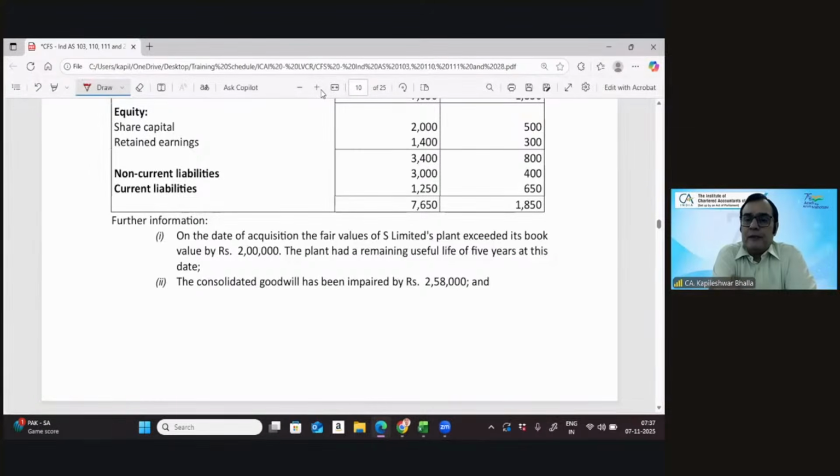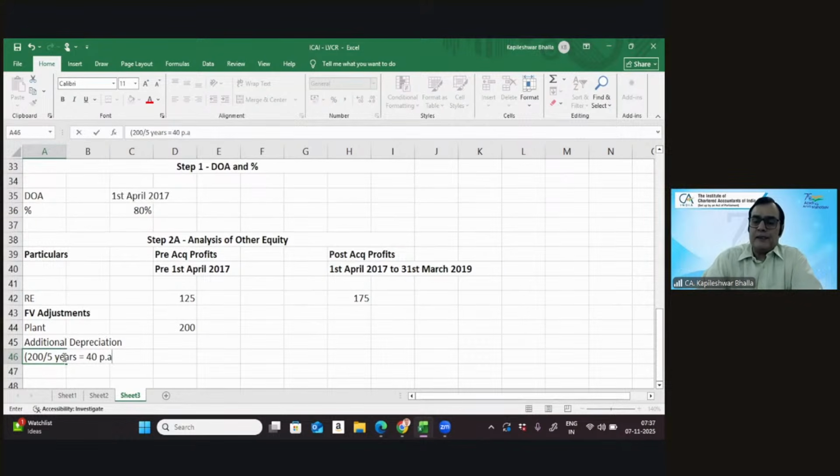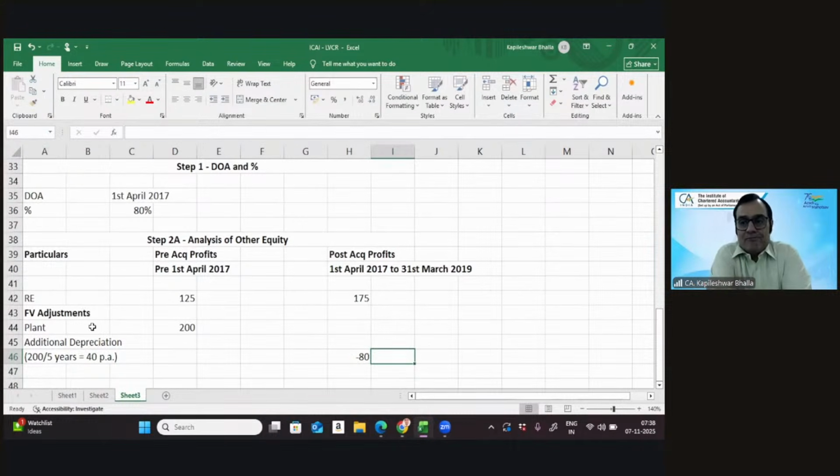And that's absolutely correct indeed. 2 years. Wonderful indeed. So what we're going to do, we can consider the additional depreciation on 200. On 200, with 5 years, the depreciation works out to 40 per annum. So when you get the depreciation of 40 per annum, we can say the 2 years depreciation is going to be 80. Let's reduce that 80.